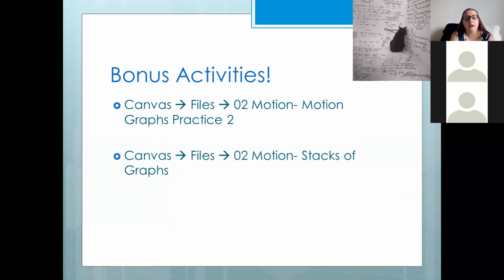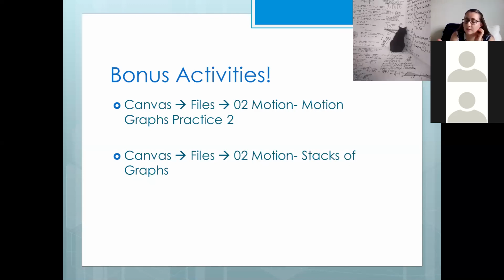They're not posted on Canvas yet, but they will be as soon as I get home and have a chance to scan them and upload them. But they're going to be called Motion Graphs Practice 2 and Stacks of Graphs. So this Motion Graphs Practice 2 worksheet is going to go through just drawing velocity graphs from a position graph. And then the stacks of graphs goes through all three: position, velocity, and acceleration. And it has them set up in stacks like I did in the example problems.